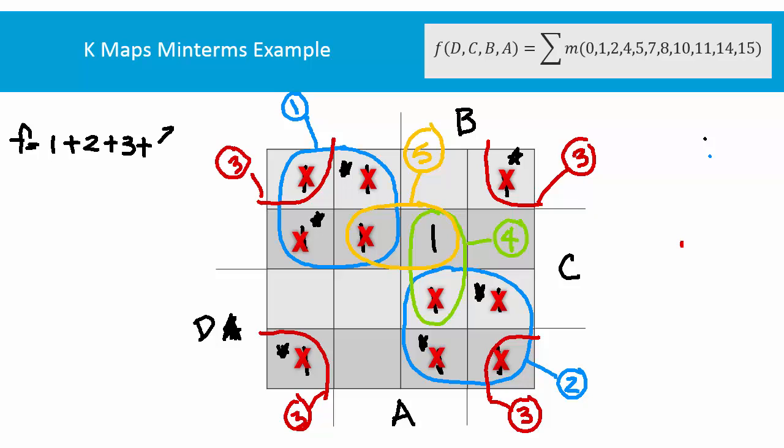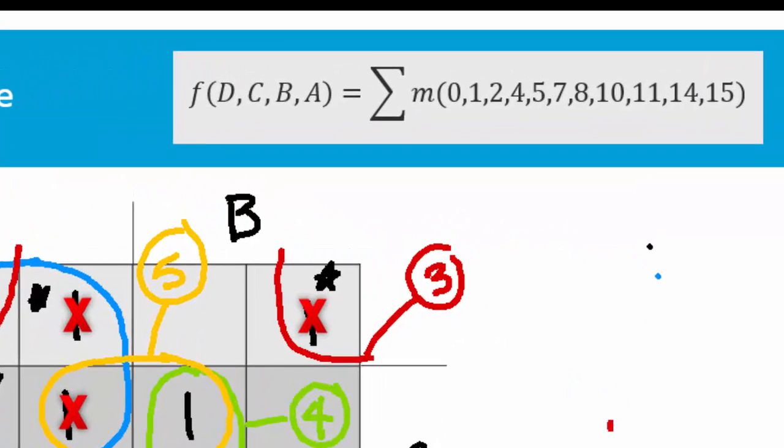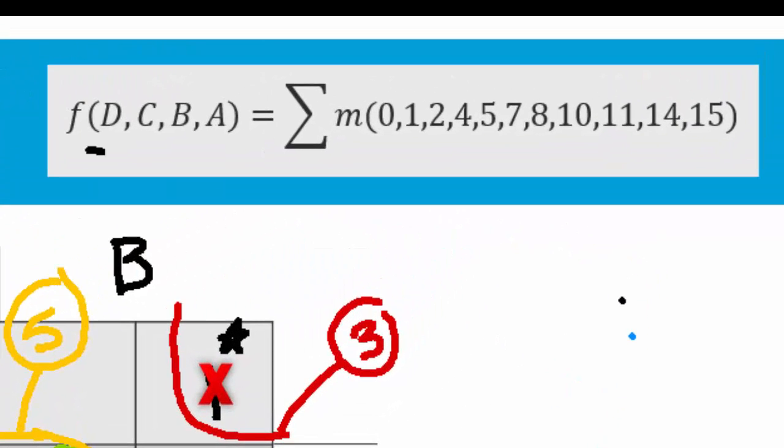The solution would be plus, and then I have two options. I either choose group number 4 or group number 5. Once I do this, I must write what those groups' expressions are. So for example, group number 1, its expression is equal to, and I start by the order in the variables.